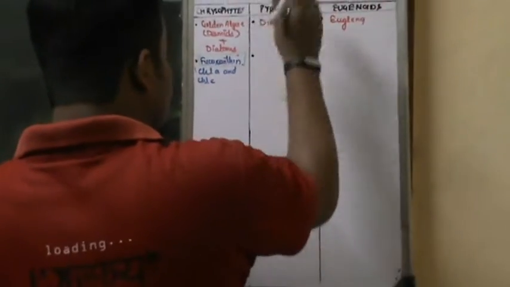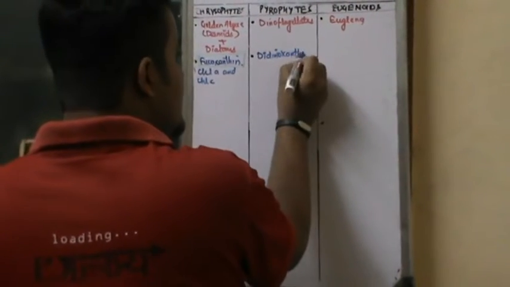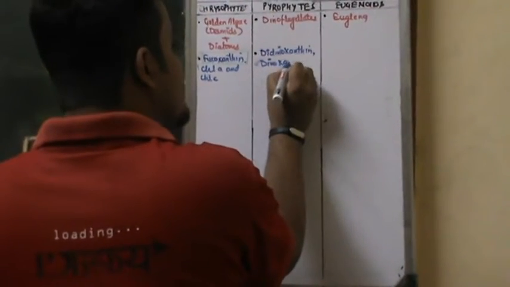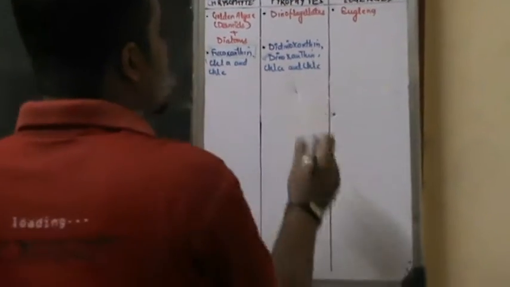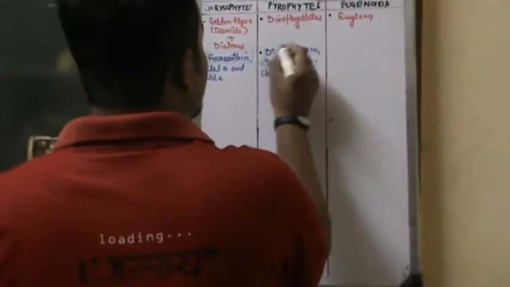Pyrophytes will have something very important, dinoxanthin, along with chlorophyll A and chlorophyll C as photosynthetic pigments. These are the pigments responsible for the characteristic color of these protists.